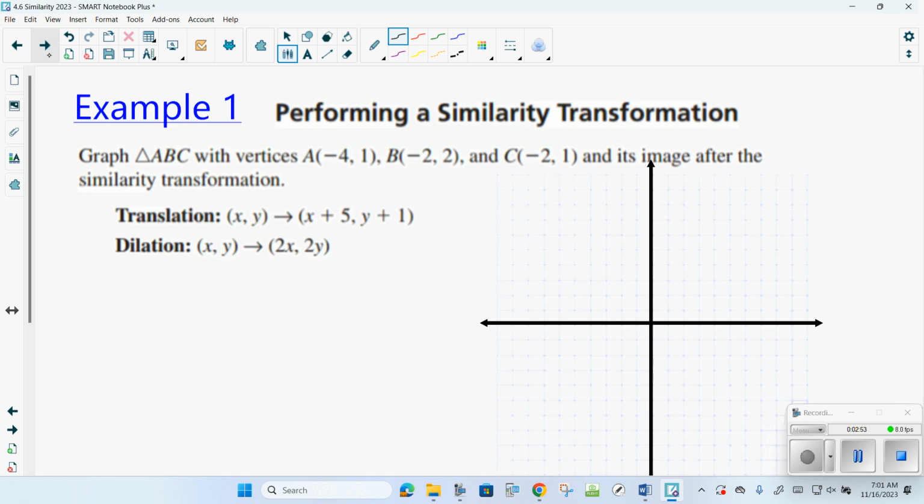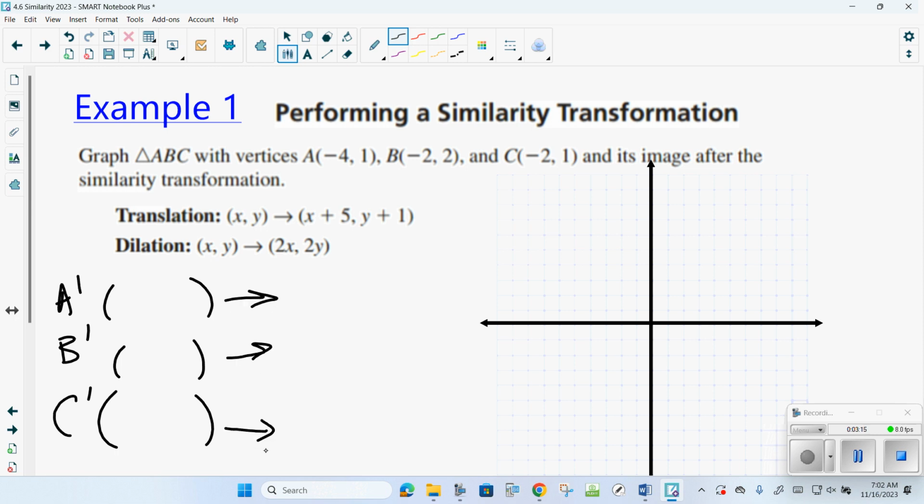Now, performing the similarity transformation, notice we have two different ones here. We're doing a translation +5 and +1, or +5 for x and +1, and then a dilation. So we have multiple images happening here, and you may want to write out each of the points and then go to the next point. -4, 1. If I went +5 on the x and +1 on the y, A would be the point 1, 2. Then I do the same operation with each point, +5 on the x and +1 on the y.